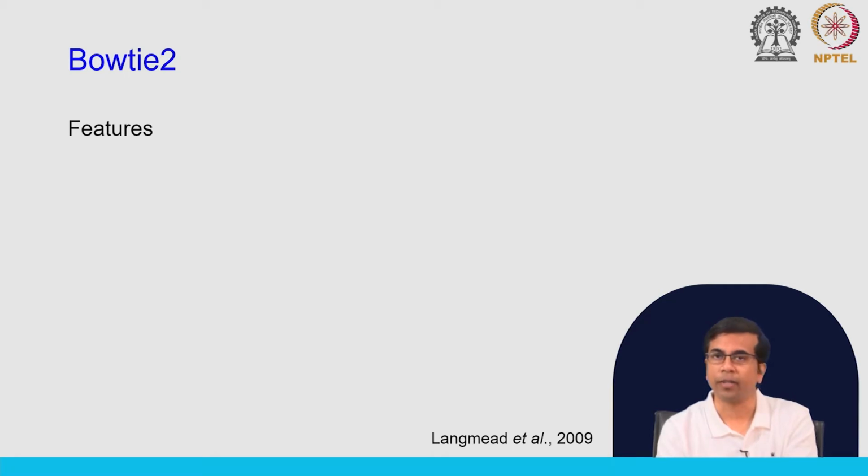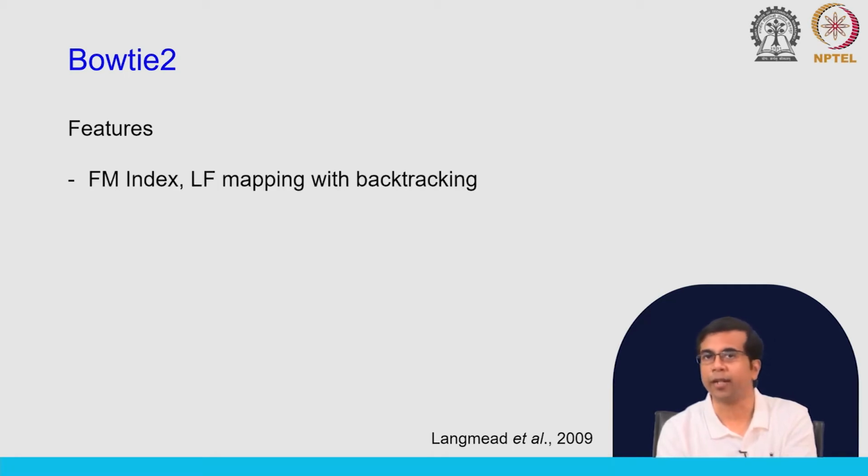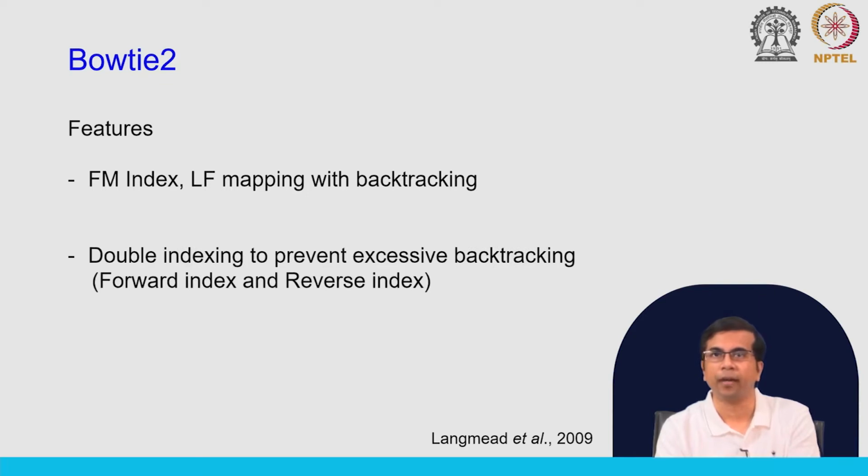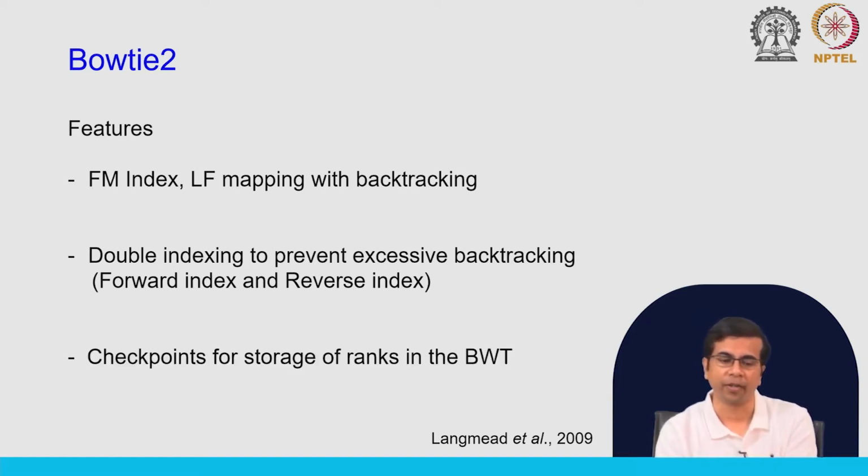So, what are the features of this tool? It utilizes the FM index LF mapping with backtracking, which means it will allow you to map reads with mismatches. It also uses double indexing to prevent excessive backtracking. These are called the forward index and reverse index, so you will see these index files when you actually do the hands on. And there are of course checkpoints for storing ranks in the BWT. We have discussed this in the last class.